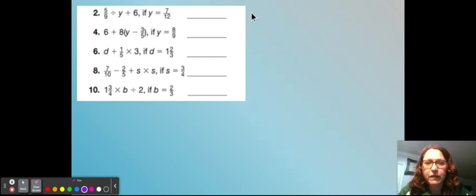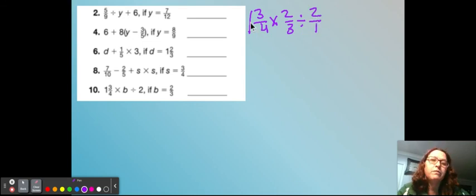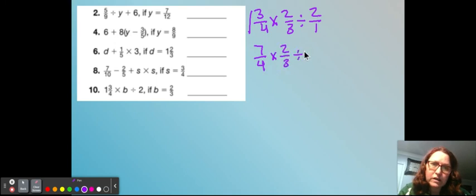I have 1 3/4 times b, which is 2/3, divided by 2 over 1. So 4 times 1 is 4 plus 3 is 7. So I have 7/4 times 2/3 divided by 2 over 1. Now, do I have any grouping symbols? No. Do I have any exponents? No. Do I have multiplication? Yes, I do. And I have division, but I have to go left to right. So I'm going to start right here.